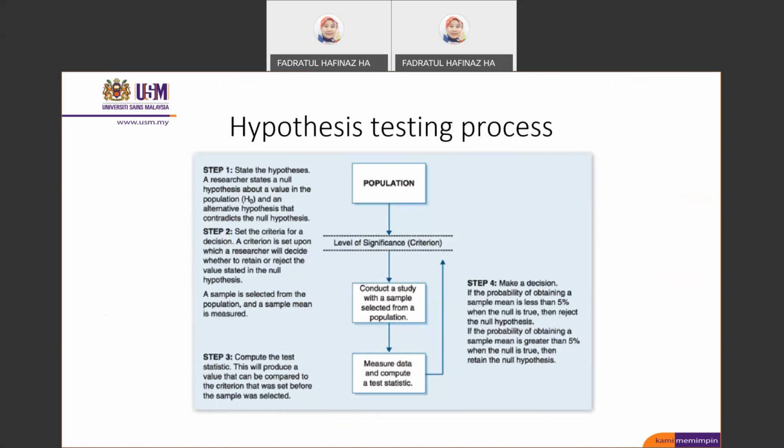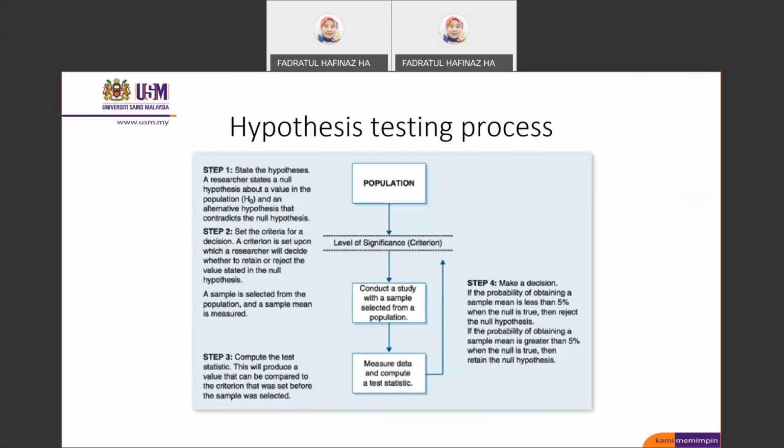So in step 3, we're going to compute the test statistic. It will produce a value, then we can compare it with the criteria that we set. In step 4, we're going to make a decision based on the level of significance that we have, and the p-value that we have. So if we set the level of significance to 5%, which means we are 95% confident with our result.